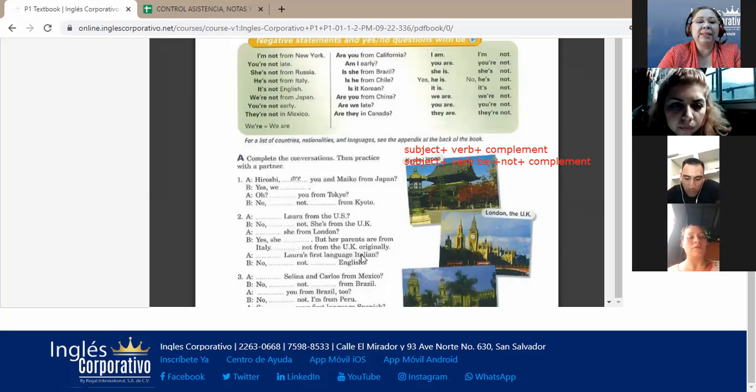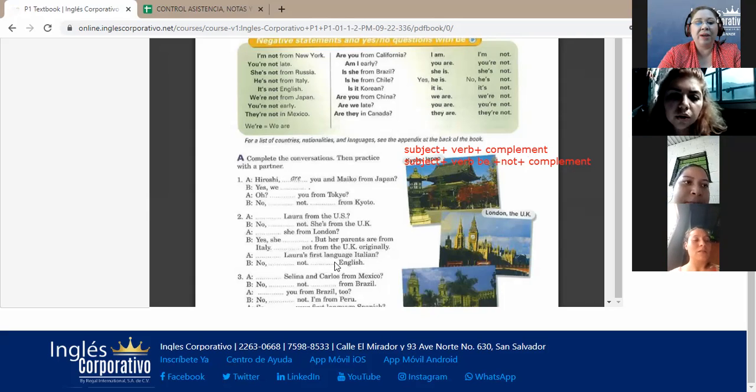Laura's first language, ¿cómo sería acá? Is or are? Is. It's Laura. First language, Italian. No. It is. No, it is not. No, it's not. It's English. Very good.